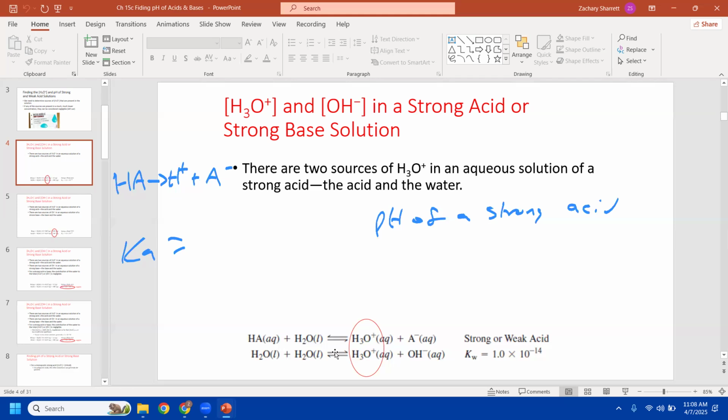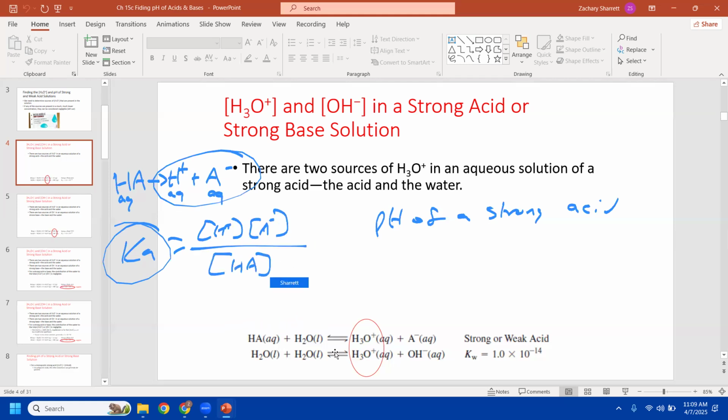So it separates into H plus and A minus. Okay? This is aqueous, this is aqueous, this is aqueous. If we're doing a Ka, what do we do for Kas? We take all of the aqueous things, the products we put on top, the reactants we put on the bottom. So the products are the H plus and the A minus, and the bottom is HA when it's intact. So strong acids all dissociate into H plus and A minus.